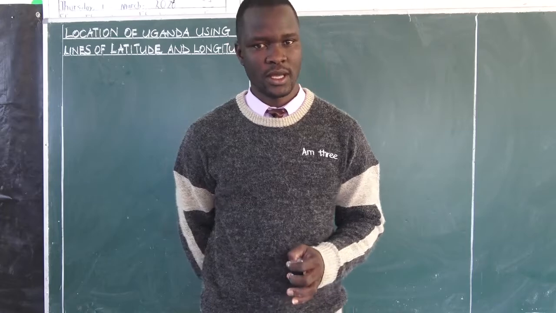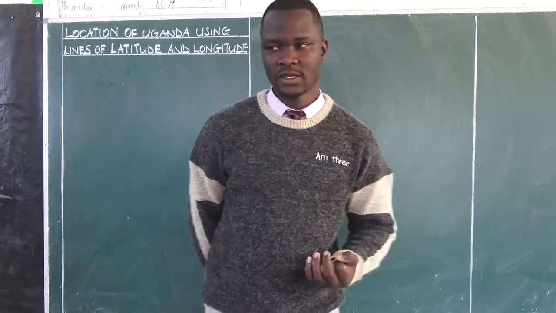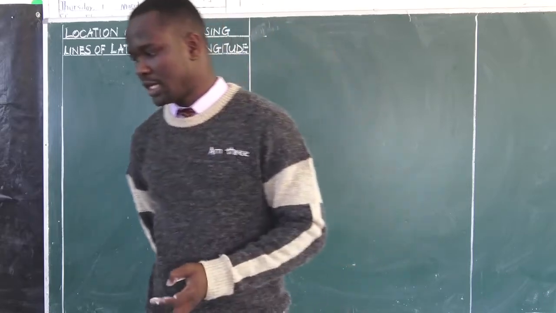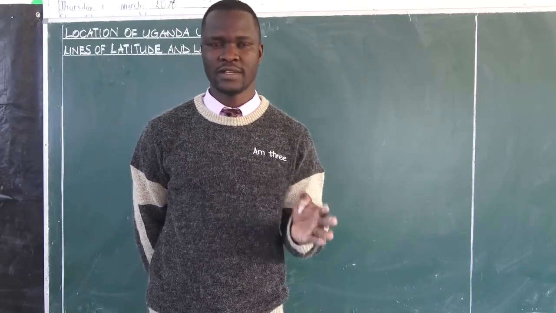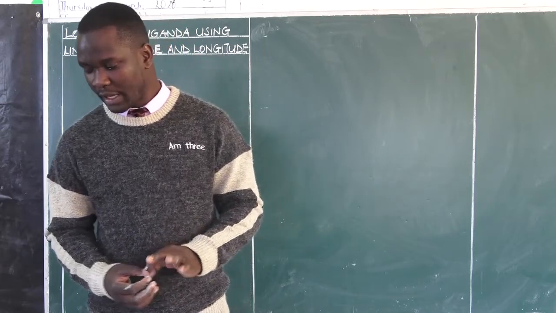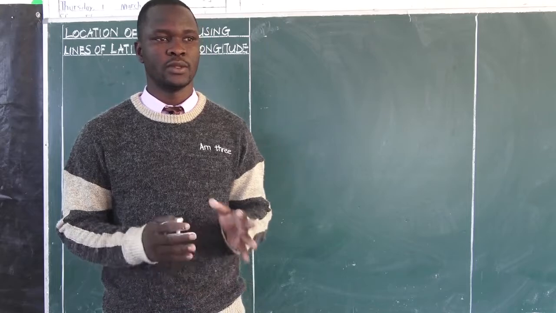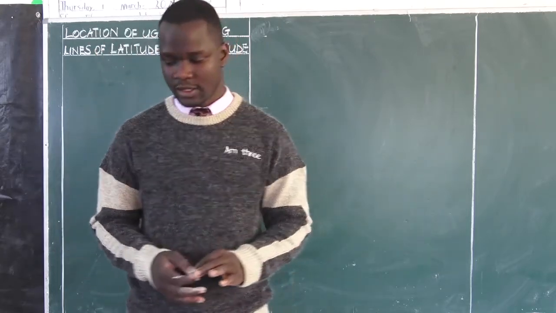and longitude. To remind you, we introduced this topic in the previous lessons, and we discussed much about Uganda. We said Uganda is located on the East African side of the continent of Africa, and today we are basically looking at how we locate Uganda using the lines of latitude and longitude.